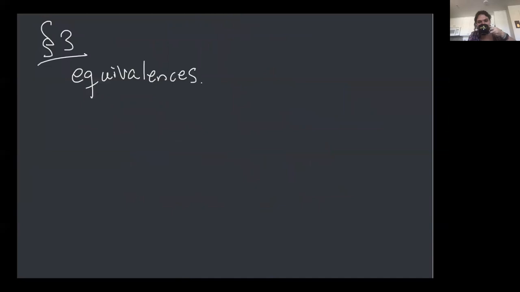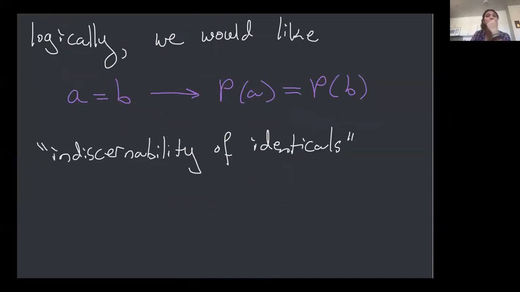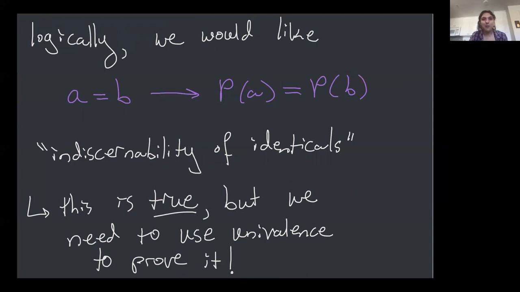Okay. So section three, equivalences. Logically, it would be really nice if whenever I had some proof that A equals B, and I have some proposition that depends on A and some proposition that depends on B, they should be the same, right? This is the indiscernibility of identicals. If I do some substitution, it shouldn't matter in my logical system. This is like the weakest thing that you want equality to satisfy. And it turns out this is true, but rather interestingly, we need univalence to prove it.